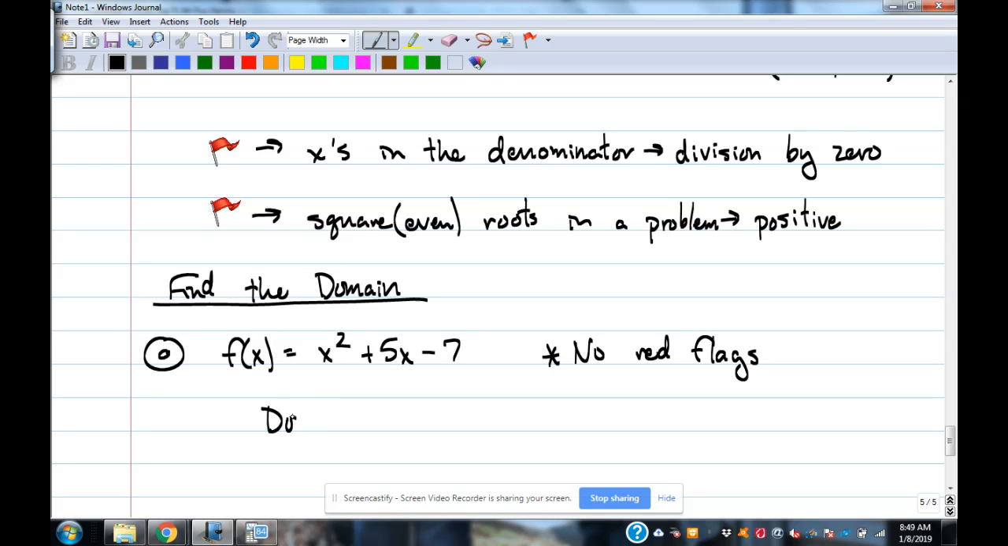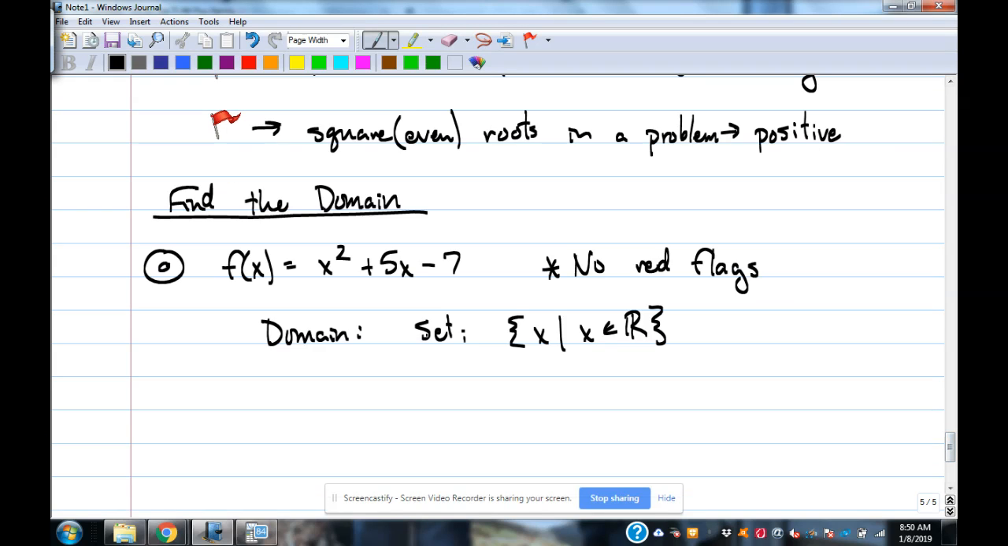So the domain in set notation is x, x is an element of the real numbers. That's just a capital R with an extra bar on it, if you're wondering what that symbol is. It's just a capital R with an extra bar on the upright. That's the symbol for real numbers. That's set notation.